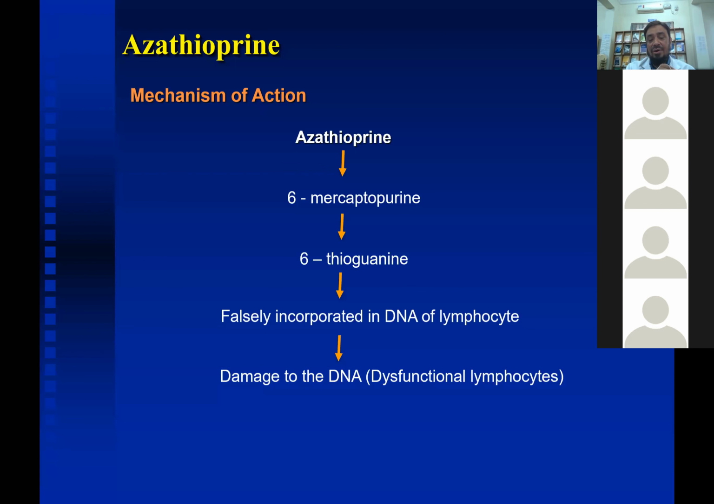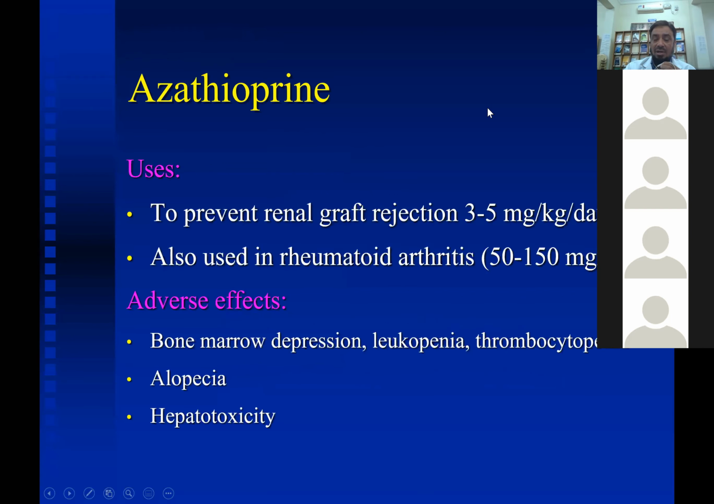The 6-thioguanine is first incorporated in the DNA of the lymphocyte, and that leads to damage of the DNA, and you get dysfunctional lymphocytes. So this is the mechanism of action of azathioprine as an immunosuppressant. In between, if I am not audible or if there is some problem, you can always tell me.